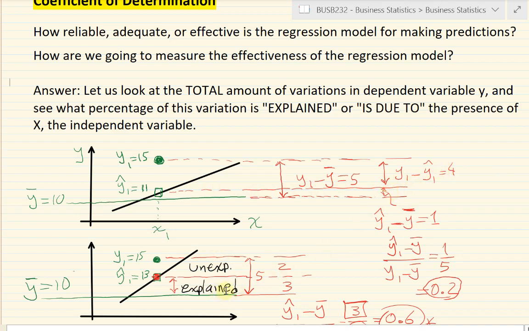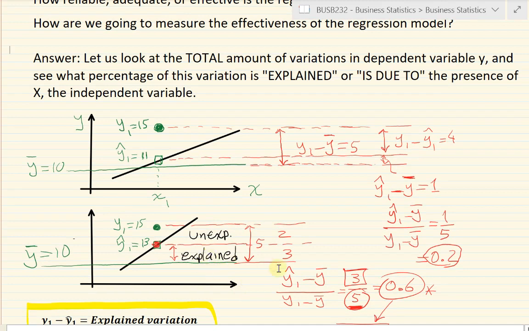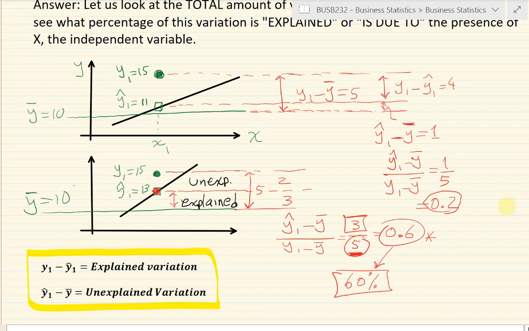If I take the ratio of explained 3 to the total variation at that point, which is 5, I get a ratio of 0.6. 0.6 is higher than 0.2, so that's a better number. The higher, the better here. What the higher would indicate is that the predicted value is closer to the observed value, which is a good thing visually. And these numbers are actually percentages.